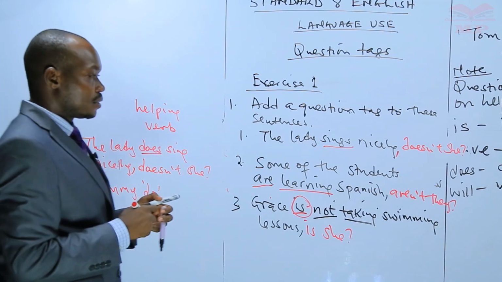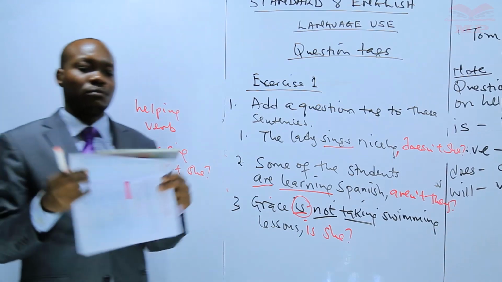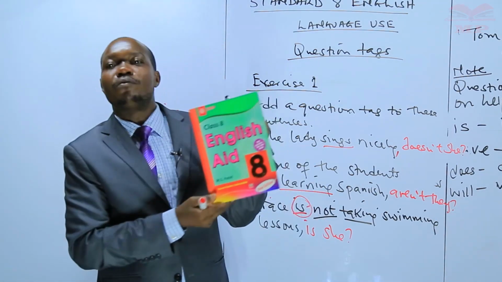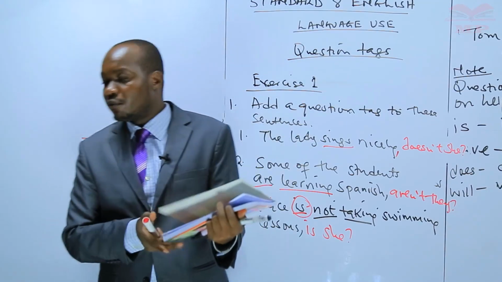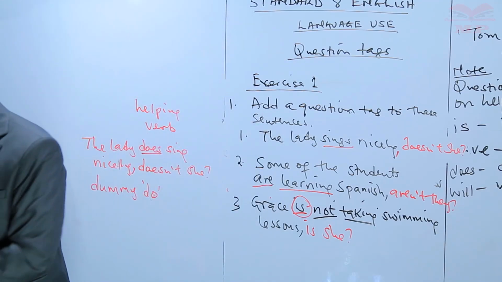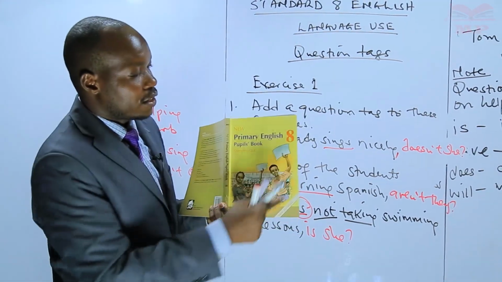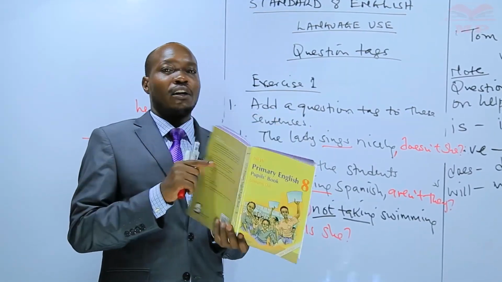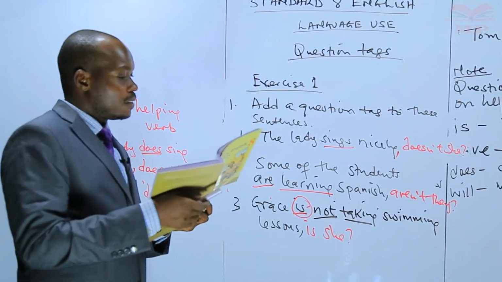So my dear student, I want to urge you to get a copy of this book. Or parents, you can get for your child a copy of this book. There are so many exercises on question tags. So before we end the lesson, I want to give you an assignment from our primary book here. From this book, Primary English Book 8. And this is on page 8. And I write on my whiteboard here. There are just 5 questions.